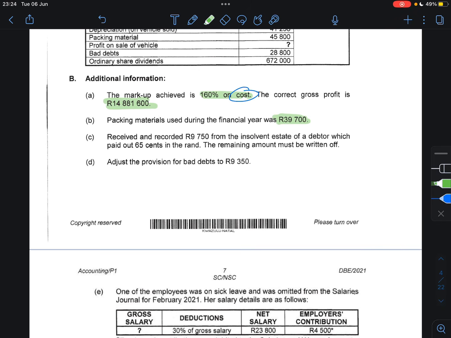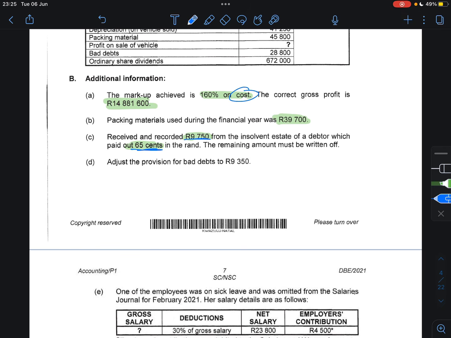And then number C, received and recorded 9,750 from the insolvent estate of a debtor which paid out 65 cents, which means your 9,750 is your 65 cents, and then the remaining amount must be written off. So how much must be written off?